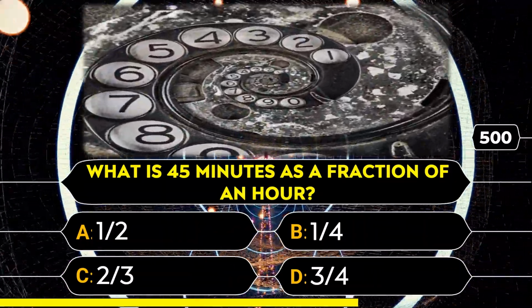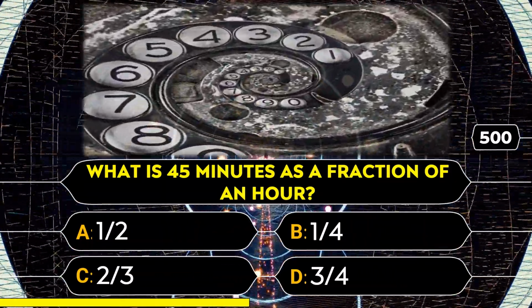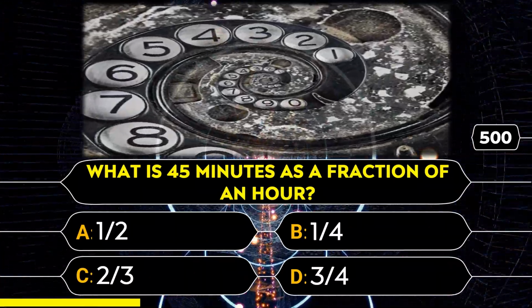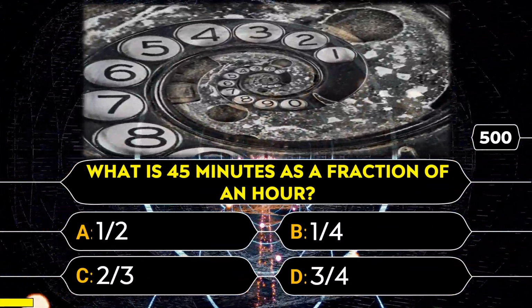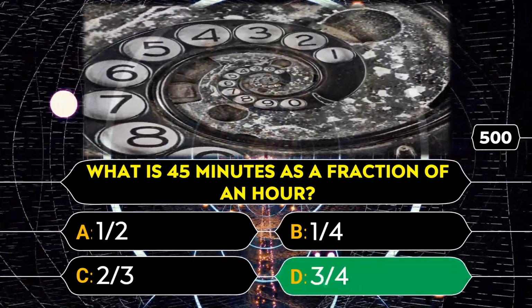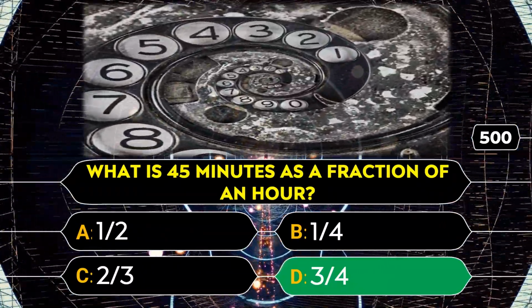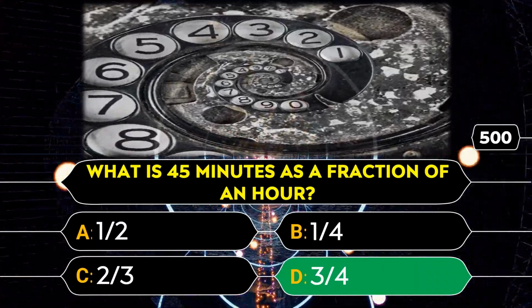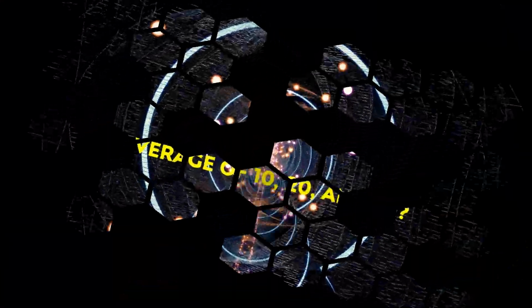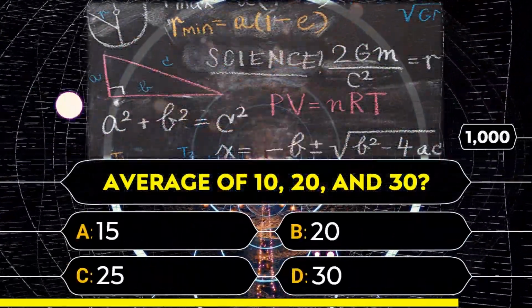Let's find out with this question. Do you know what 45 minutes is as a fraction of an hour? The answer is 3/4. The greatest common denominator between 45 and 60 is 15. 15 goes into 45 3 times and into 60 4 times. Ready for your next question?